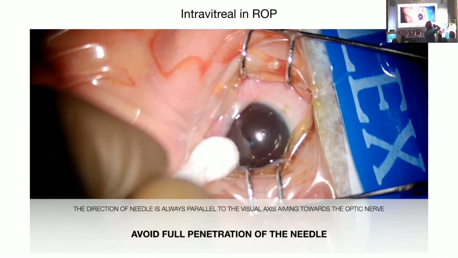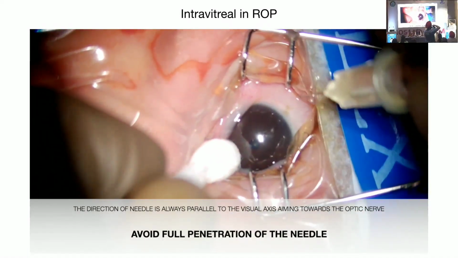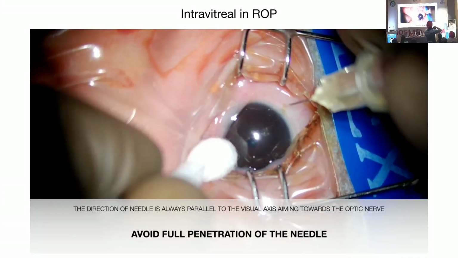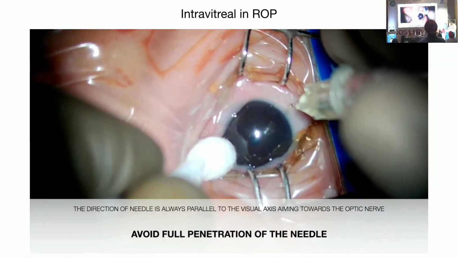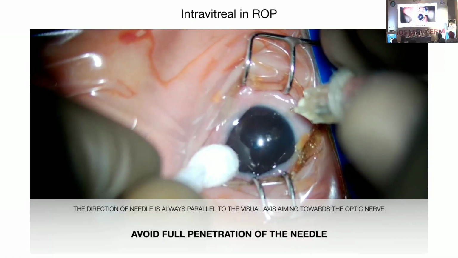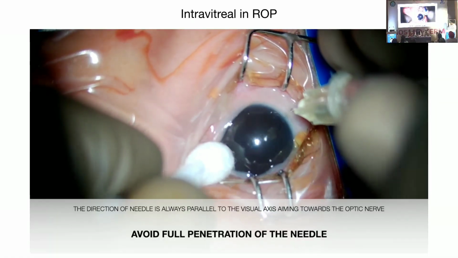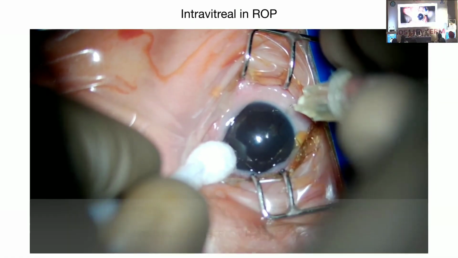The needle should be pointing towards the optic nerve. It's parallel to the limbus and not perpendicular, to avoid full penetration in these babies.